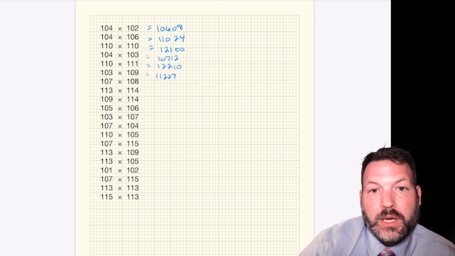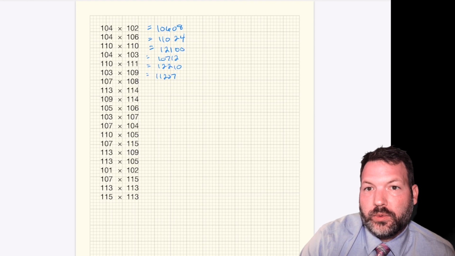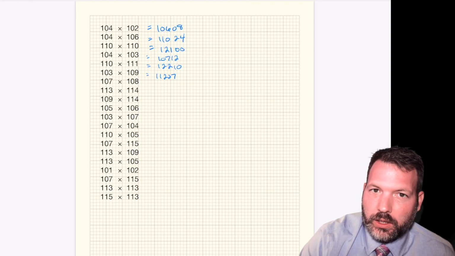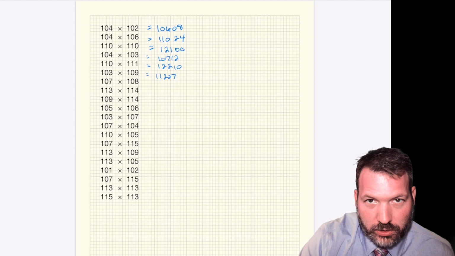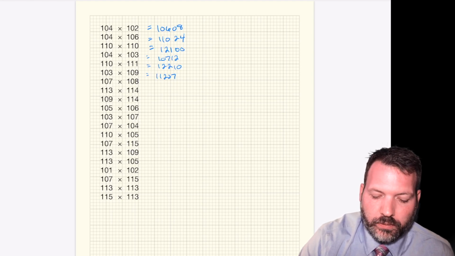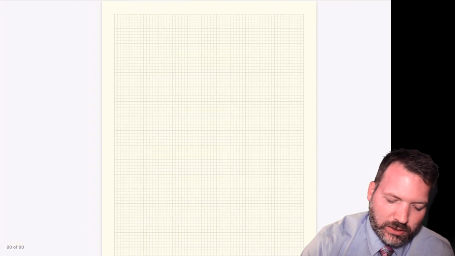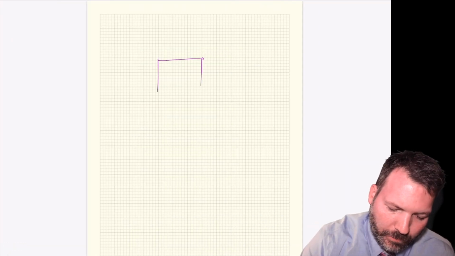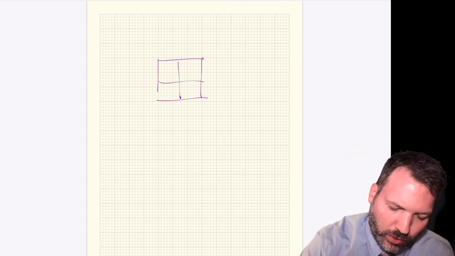11227. Okay. So I think it's finally time for us to really dive in and figure out what's going on using double distribution or the area model, same thing. Gosh, I'm kind of all over the place today. So why do I keep calling this area model for multiplication double distribution?